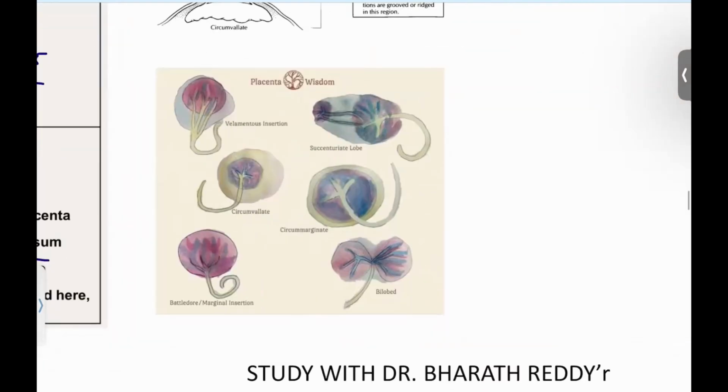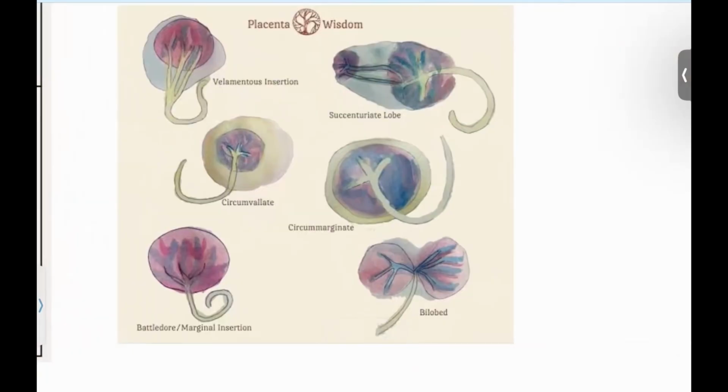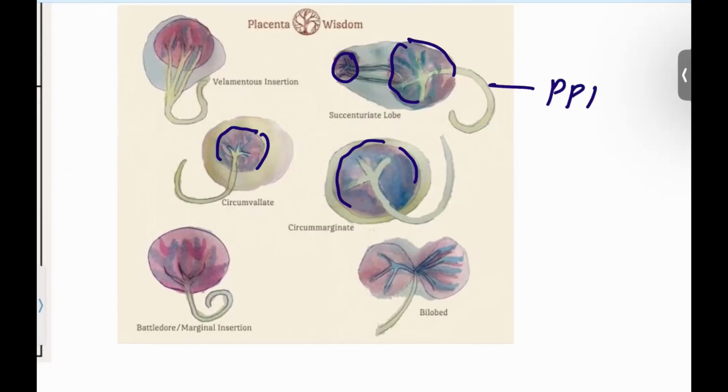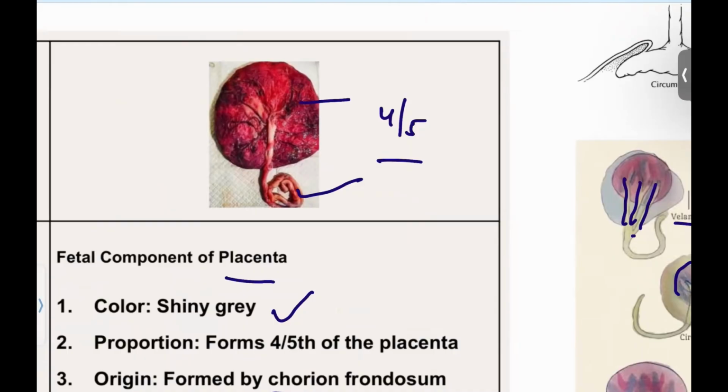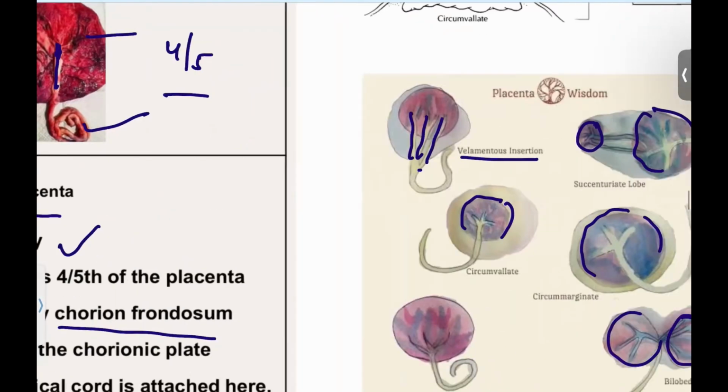Next, coming to the types of placenta. This is the circumvallate placenta and this is the circummarginate placenta. In succenturiate lobe, an extra lobe is present, and this is highly associated with postpartum hemorrhage. Bilobed has equal lobes, so there will be a bilobed or multilobed placenta. Velamentous: the cord will look like this. Here you can see the cord is inserted in the middle of the membranes, so this is velamentous.